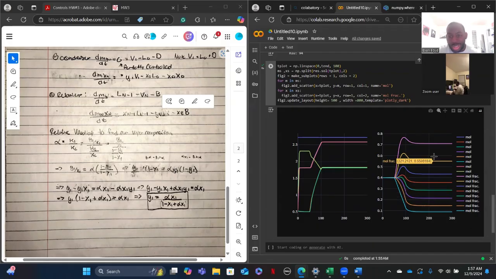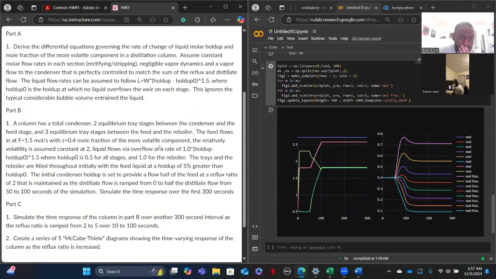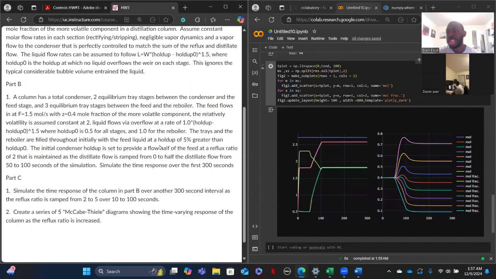Hope this helped you guys. I know it was a kind of longer one, but we got it done. And for our next part, it's kind of the same thing we're doing in the McCabe-Thiele diagram as well. So that'll be the next part of our distillation column discussion, so be ready for that. But yeah, I'll see you guys in the next video.